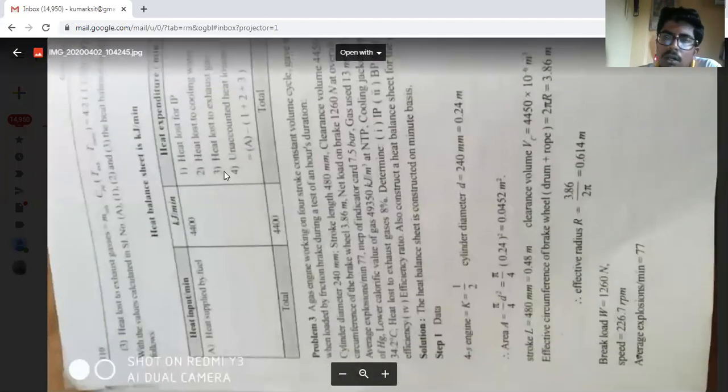After calculating all the parameters, next I have to draw the heat balance sheet. First draw the table: heat input in kilojoule per minute, then heat expenditures. Here heat input is the heat supplied by fuel, that is MF into CV, and the value we got is 4400. I write it here, and the same thing you can write one more time, 4400.